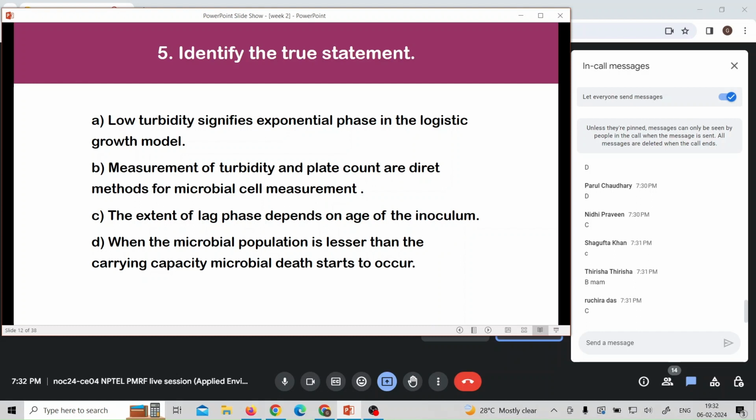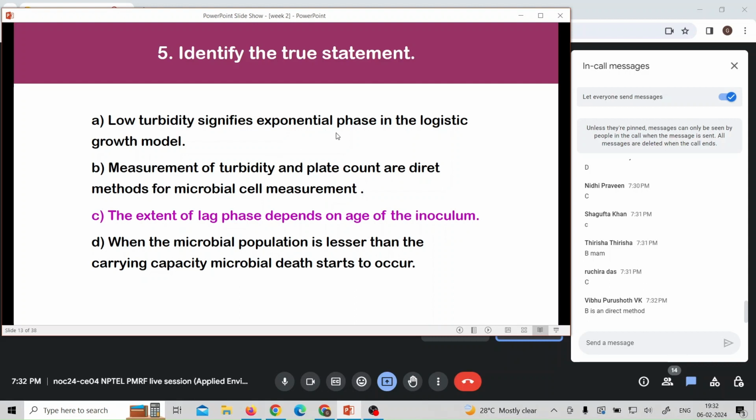Okay, are you confused now? Seeing varied responses, let's discuss the answer now. So, option C is the right thing. I have told you to identify the true statement. So, turbidity. I got a response. We'll discuss regarding the B option also now.